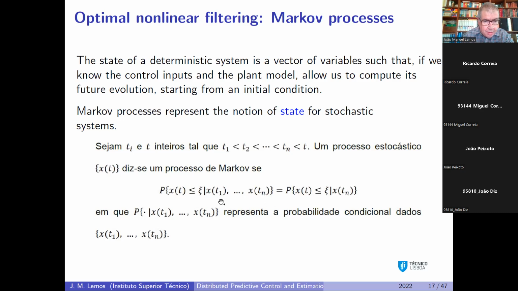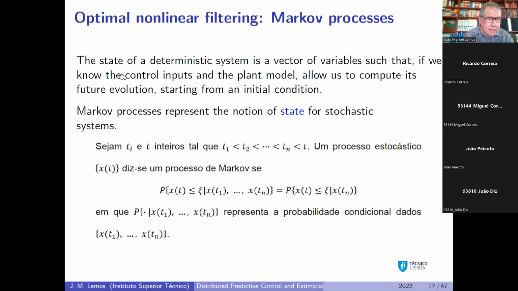So conditioning on all the states from T1 up to Tn for a Markov process is just equal to conditioning on the state at Tn. That is to say, a Markov process is such that the last value of the state has all the information needed to compute what is then going to happen. Okay, that's the notion of state.